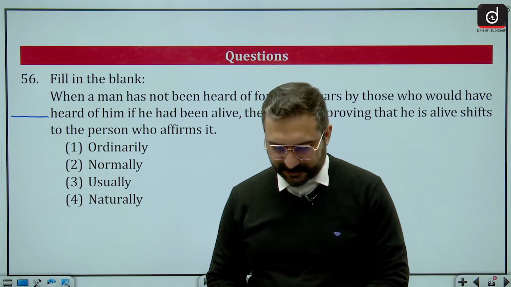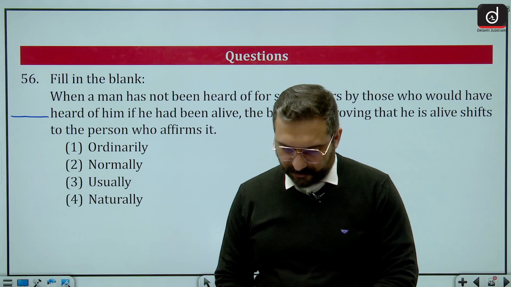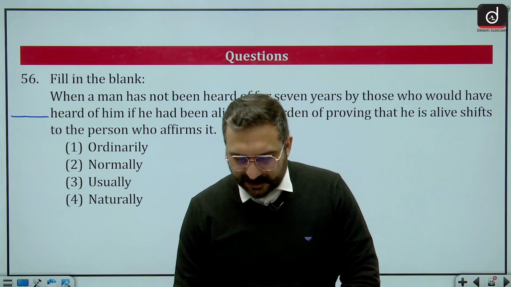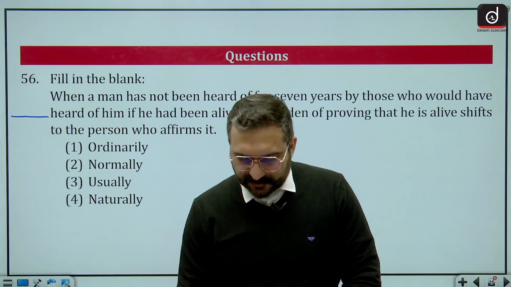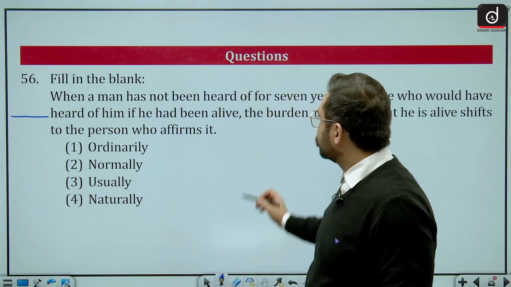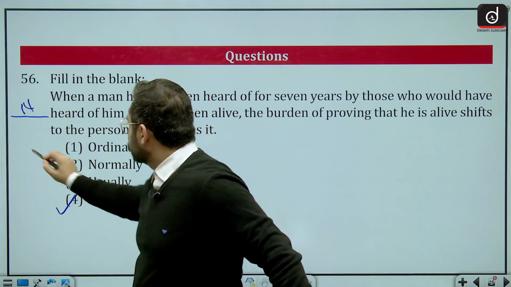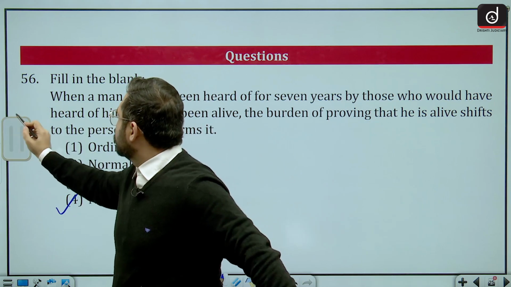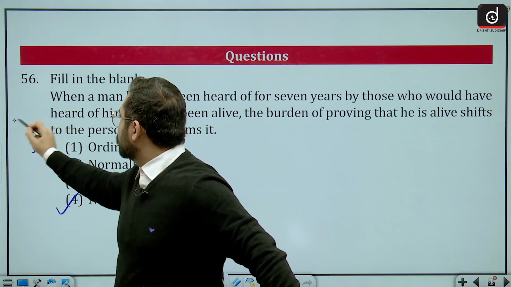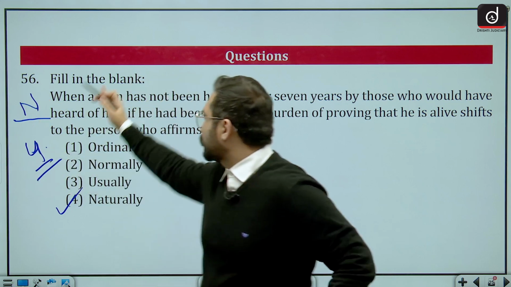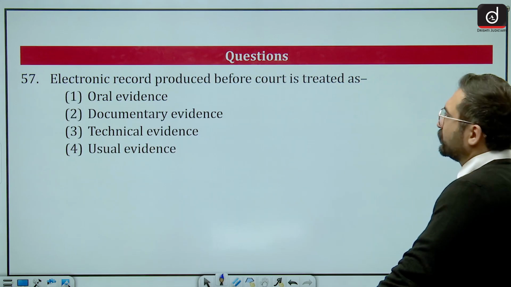Just now we were telling about 107 and 108, so go and see 108. The question is whether a man is alive or dead, and it is proved that he has not been heard of for 7 years by those who would naturally have heard of him. Naturally, with an n here. Yes, this, 4, is your answer. There will be a gap here, and naturally here, and the 4th is your option. Question 56, the 4th. Very easy.